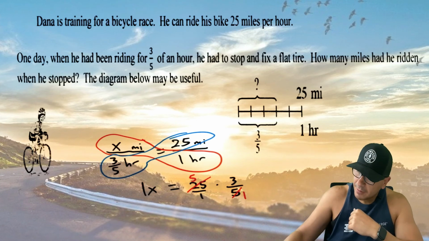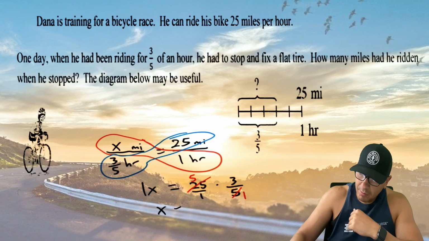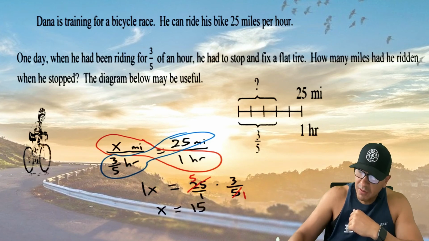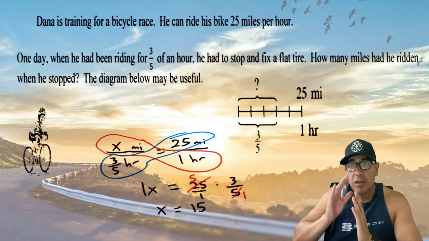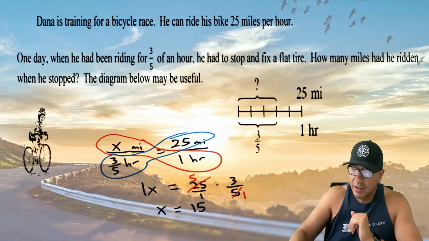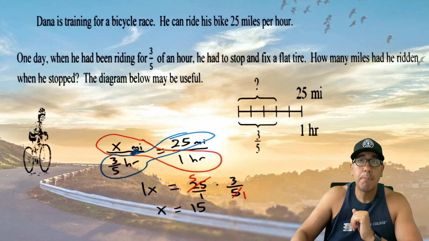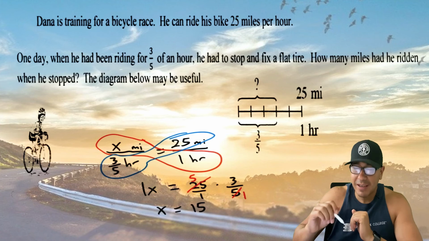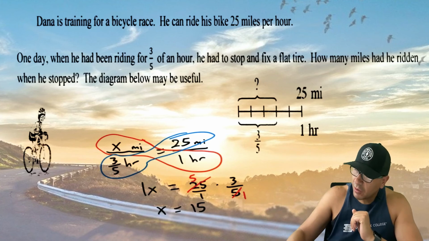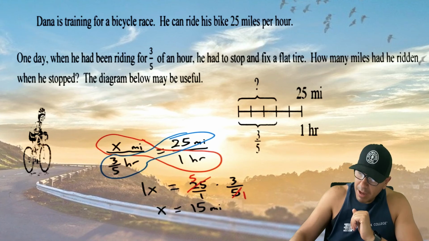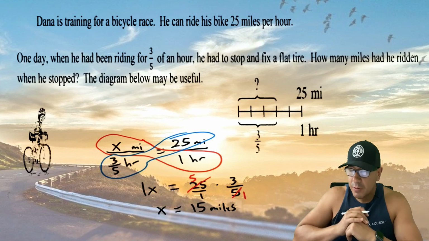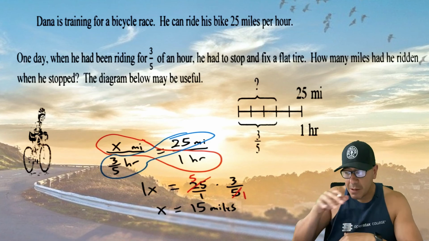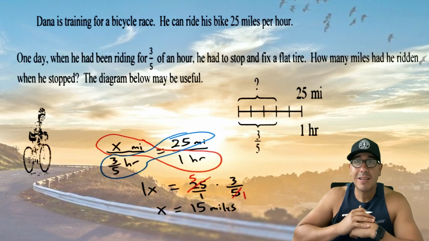So x equals 5 times 3, which is 15. And look at the units we're interested in. We're trying to find out how many miles, so make sure you write down the units. So this is 15 miles. That's how far this person rode on his bike before he fixed his flat tire.